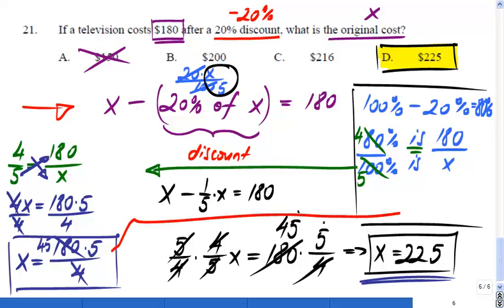And yes, indeed, you will get the same answer. So no matter which way you're approaching this problem, you should get the same answer. This is it. Thank you.